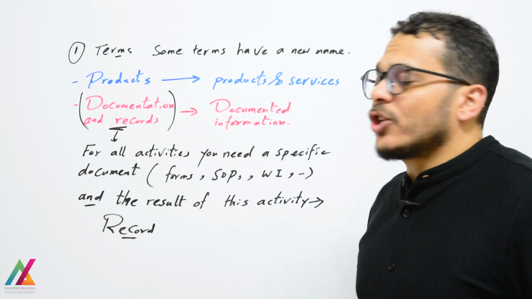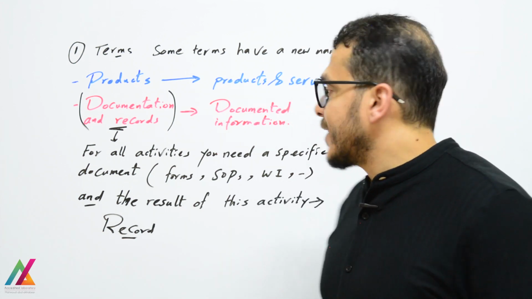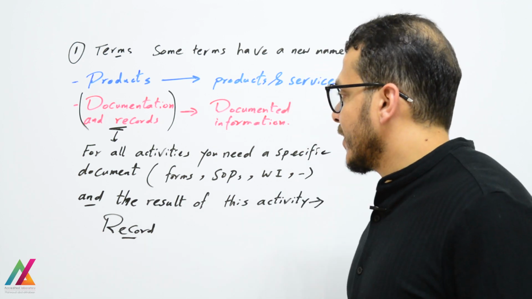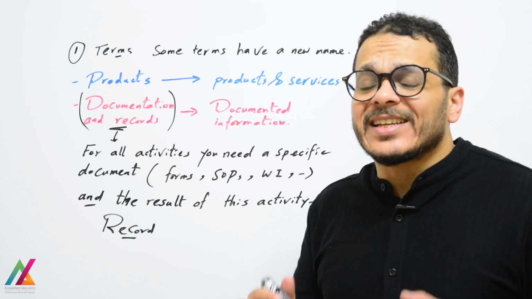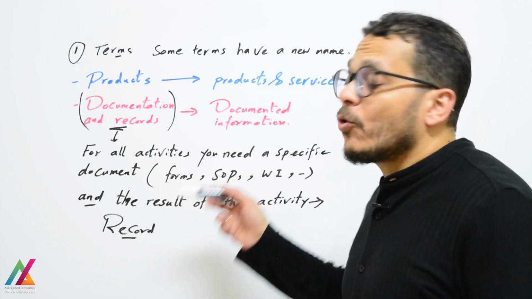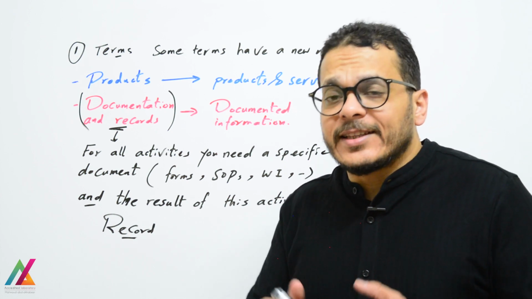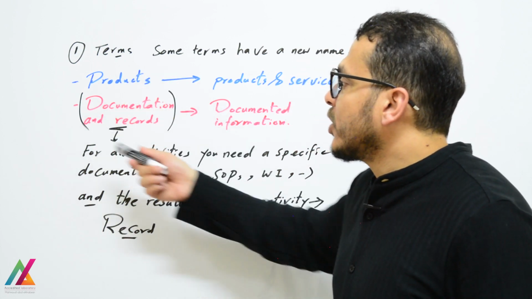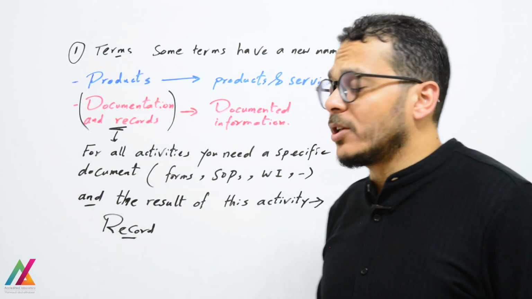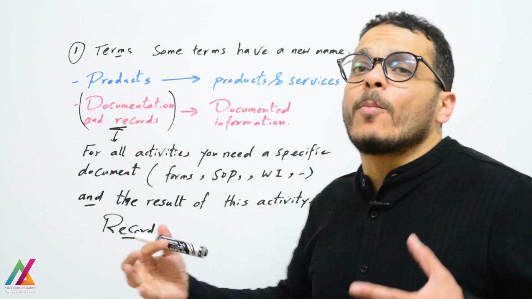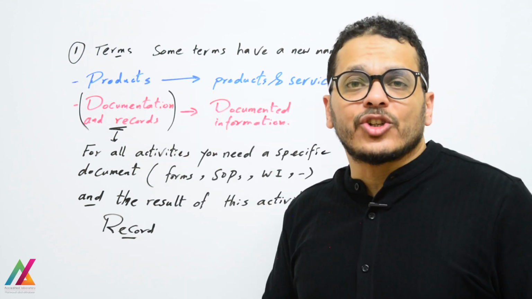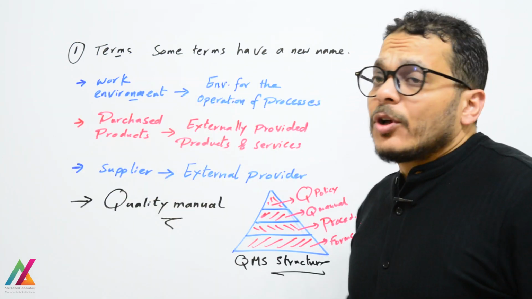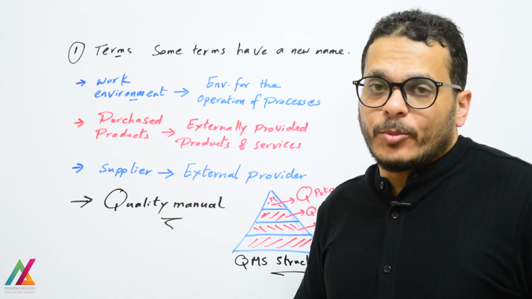And also documentation and records. Documentation and records are now documented information, identified in all notes in the standard. For all activities inside the lab, you need a specific document, such as forms, SOPs, work instruction. And the result of this activity shall be recorded in a specific record. So you have documentation and records, document and record. But now both of them are combined together to be documented information, and that's clearly identified in all notes in this standard. And work environment is now environment for the operation of processes.